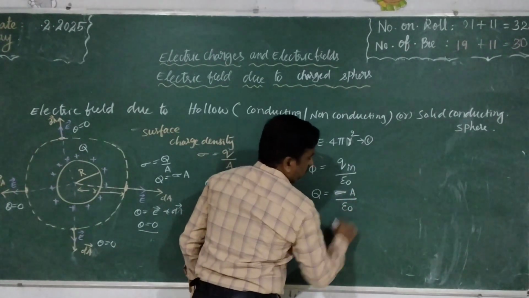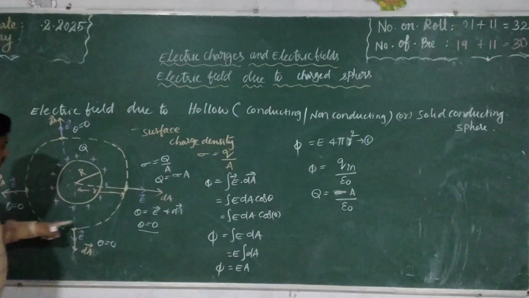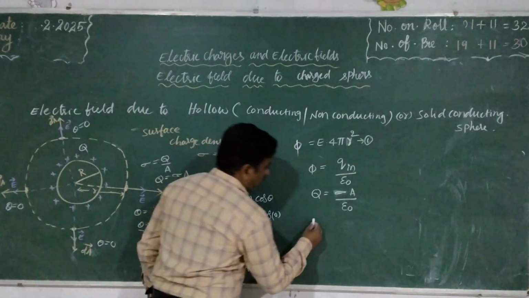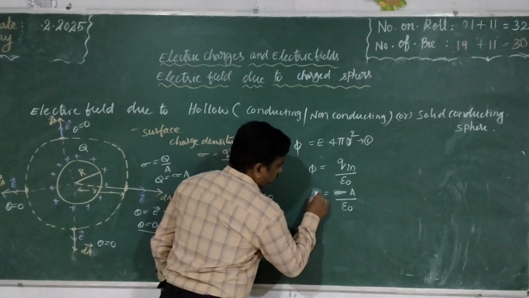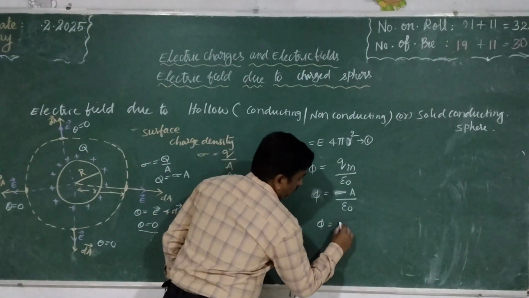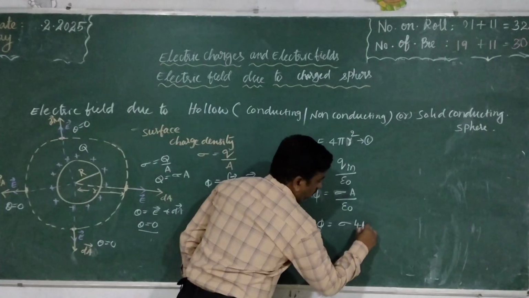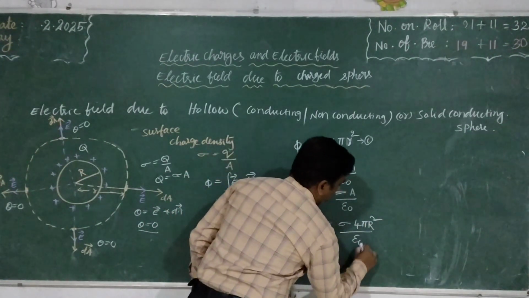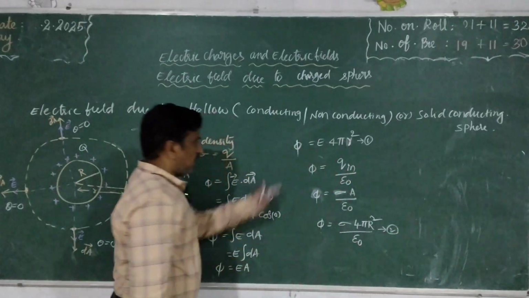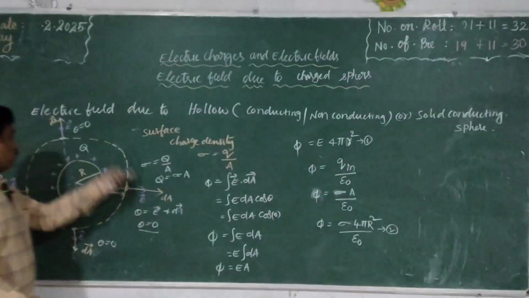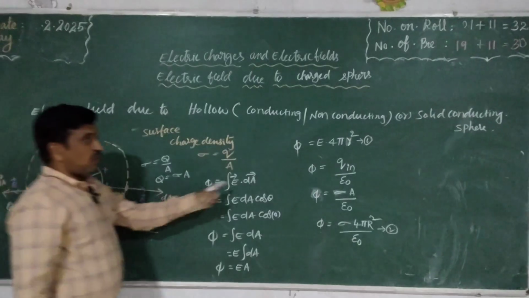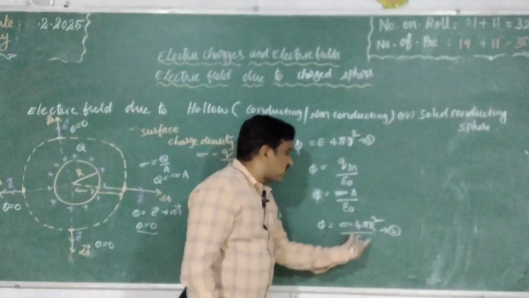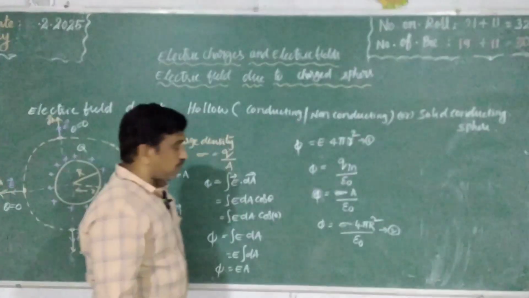by epsilon naught. A means the surface of the sphere, which is 4 pi capital R square. So phi equal to sigma 4 pi capital R square by epsilon naught. Mathematically, flux through the Gaussian surface is E 4 pi r square. According to Gauss law, phi equal to sigma 4 pi R square by epsilon naught.